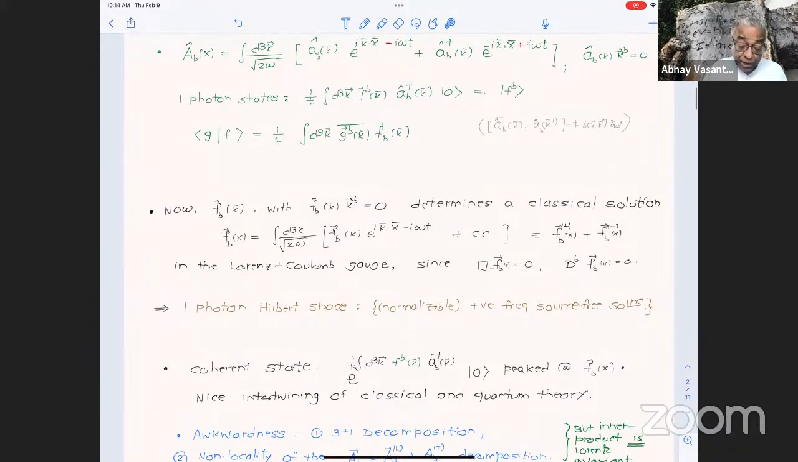Now, if I look at this object, which I call F up here, F_B of k, given such an object, it actually determines a classical solution, because I can just put it in here and do the same kind of decomposition as I did.